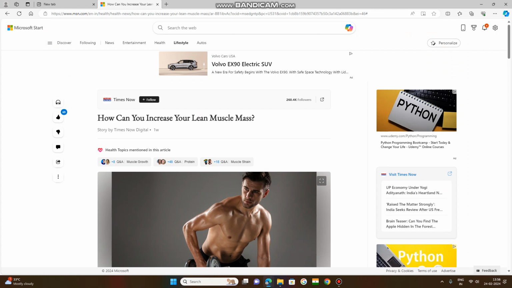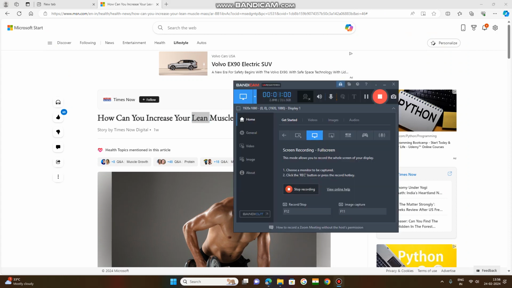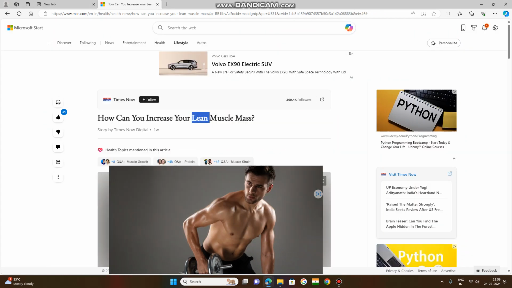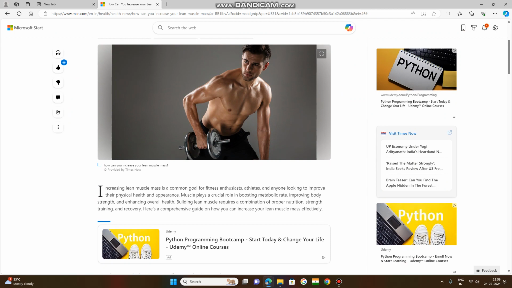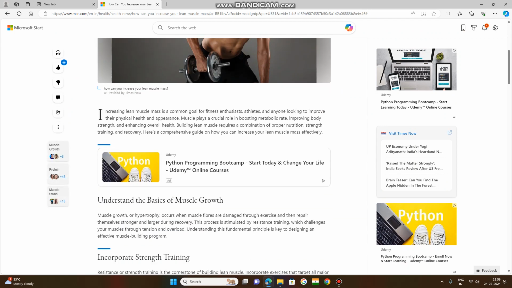So how to get this? How to get this lean body? For that we need to make some efforts. Especially, we need to understand the basics of muscle growth, how the muscles grow. You must have some basic knowledge of how muscles grow.